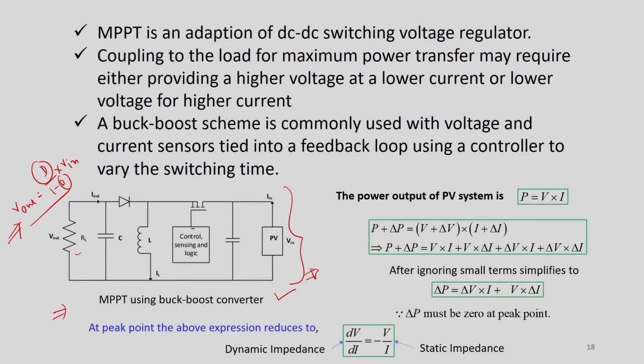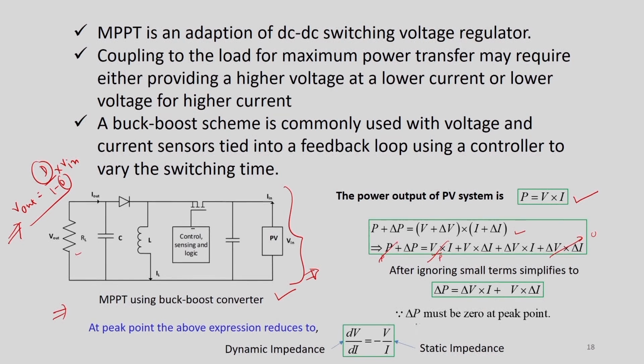So, if we consider the power output of a PV system, which is nothing but P is equal to V into I, and if we consider an incremental increase in power, then P plus del P is equal to V plus del V multiplied by I plus del I. If we do the simplifications and ignore the very small terms, this V into I is nothing but P, so this has gone. Finally, we will have del P is equal to del V into I plus del V into del I.